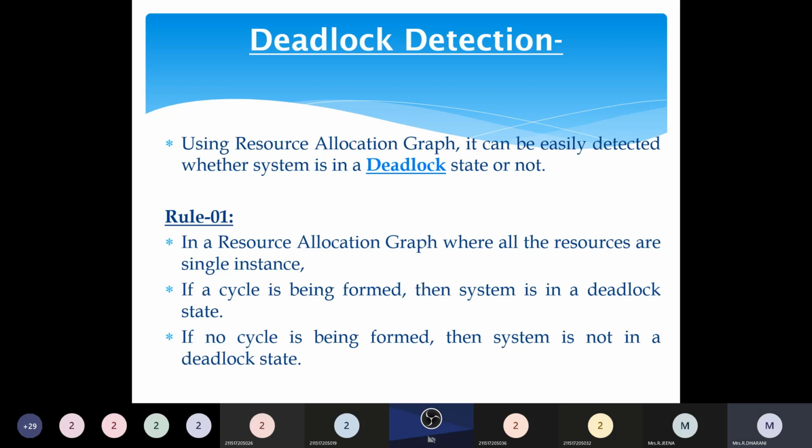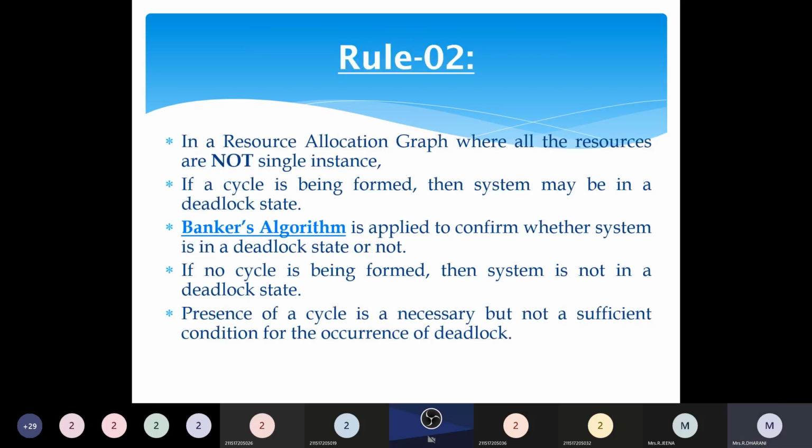The first rule: in a resource allocation graph where all the resources are single instance, if a cycle is formed, then the system is in a deadlock state. If no cycle is formed, then the system is not in a deadlock state. In rule 2, in a resource allocation graph where the resources are not all single instance, if a cycle is formed, then the system may be in a deadlock state. Banker's algorithm is applied to confirm whether the system is in deadlock or not. If no cycle is formed, then the system is not in a deadlock state. Presence of a cycle is necessary, but not a sufficient condition for the occurrence of a deadlock.